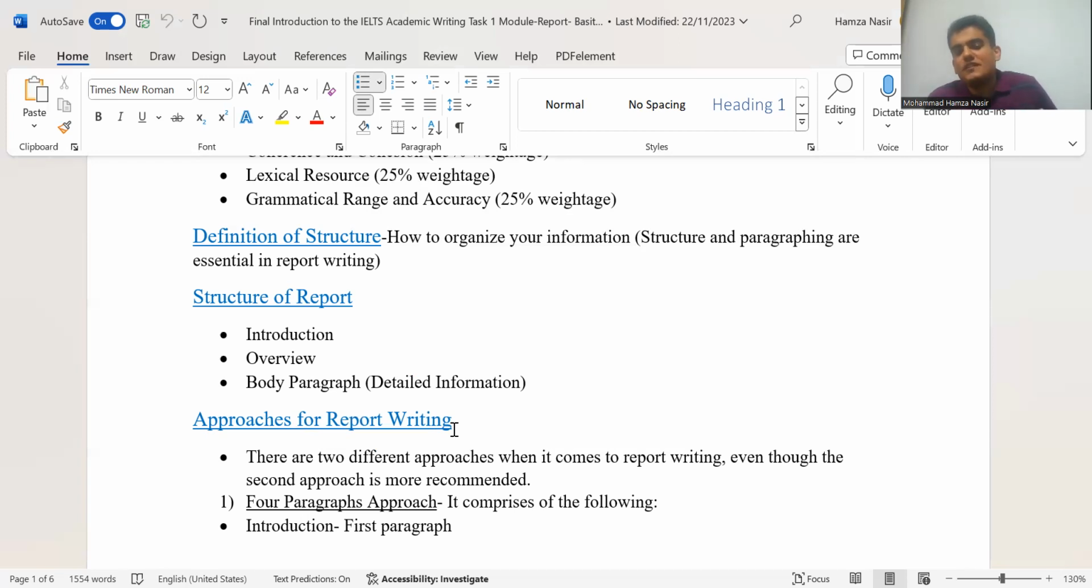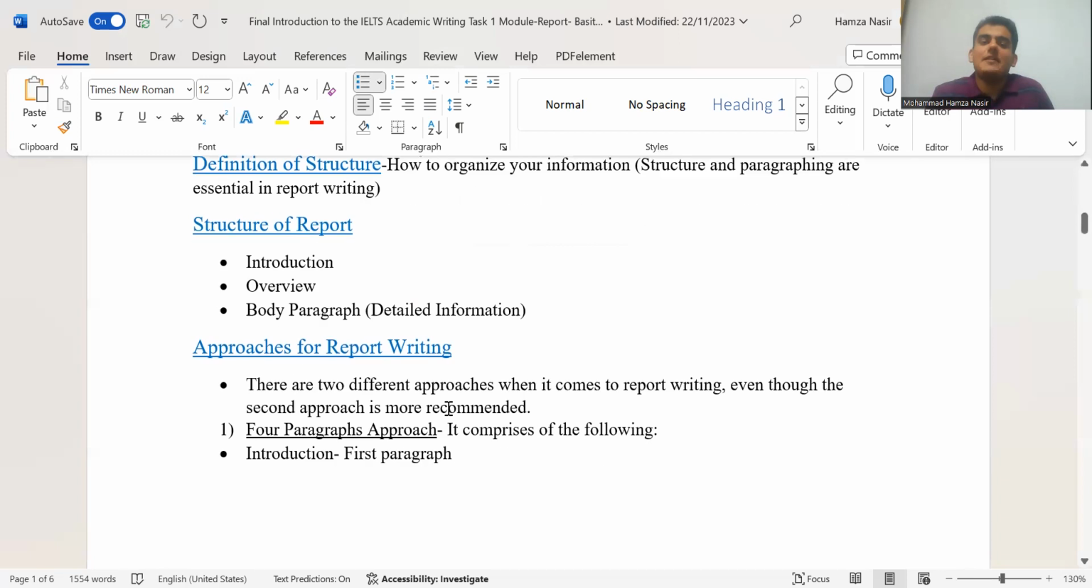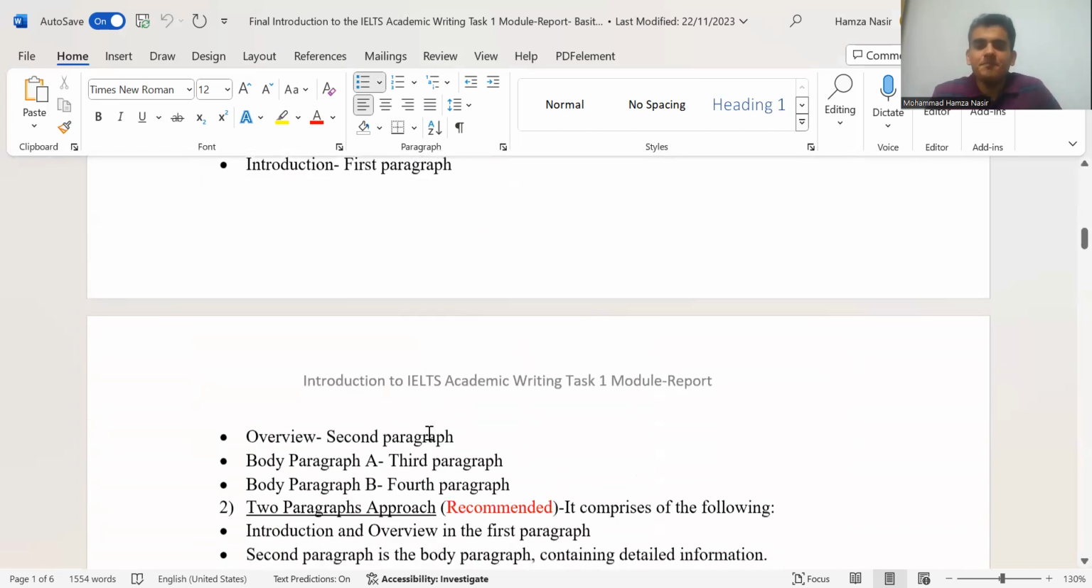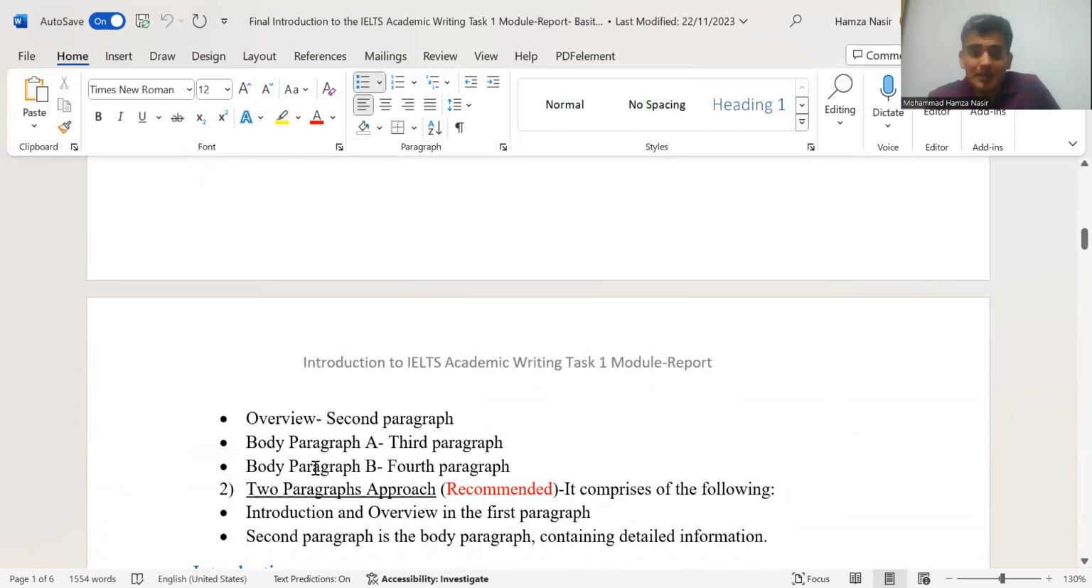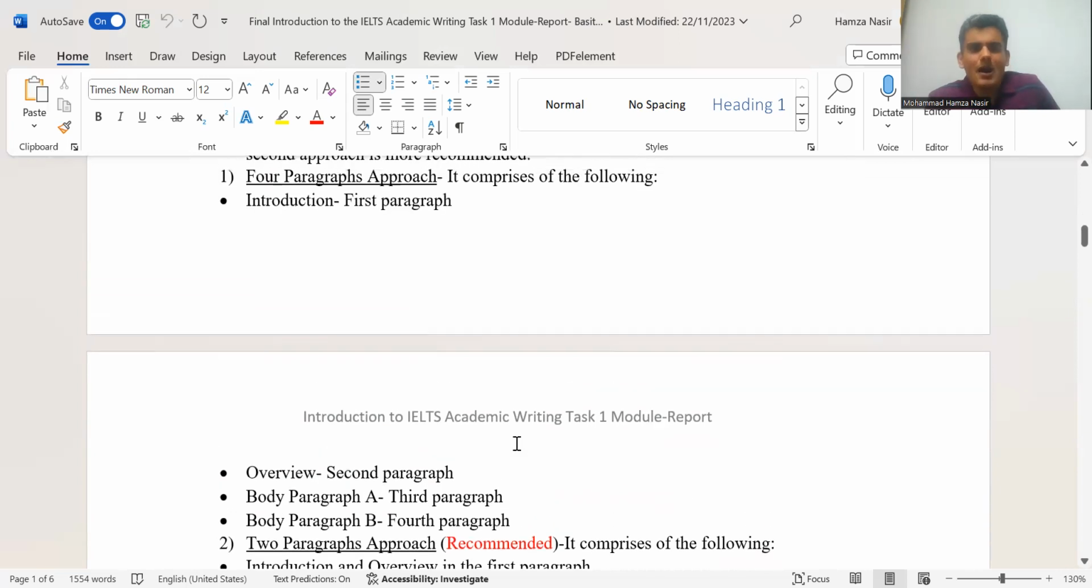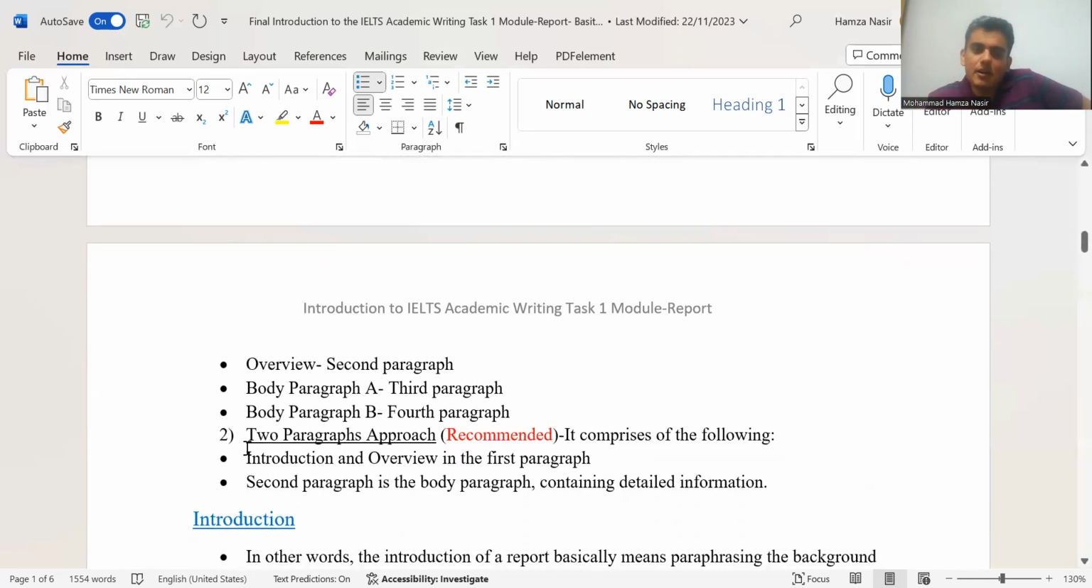The first approach is the 4-paragraph approach, which means the first paragraph is the introduction, the second paragraph is the overview, the third paragraph is body paragraph A, and the fourth paragraph is body paragraph B. Now, there's nothing wrong with this approach, but I generally don't prefer my students use it because you're just talking about 150 words. That is less than 40 words in each paragraph. So rather than writing such small paragraphs, just have 2 proper paragraphs. So I recommend the second approach, that is the 2-paragraph approach.